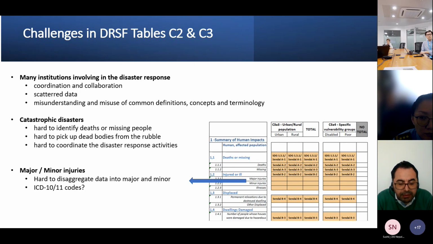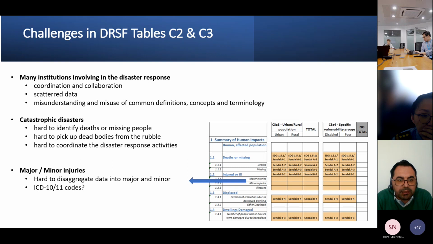Also, maybe some of the dead bodies will not be picked up from the rubble, or it will be difficult to determine the correct number of deaths or missing or injured people due to the size of the disaster. These are the challenges when catastrophic disasters happen in a country. Especially Turkey has also experienced such a situation nowadays, and I wanted to mention this possibility in this review.